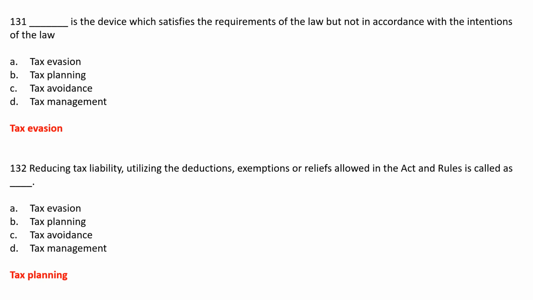Reducing tax liability, utilizing the deduction, exemption or relief allowed in the act and rules is called as dash. Option A tax evasion, option B tax planning, option C tax avoidance, option D tax management. The correct answer is option B tax planning. So reducing tax liability utilizing the deductions, exemptions or reliefs allowed in the act and rules is called tax planning.